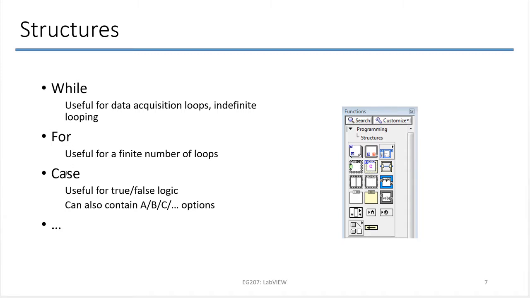A case structure can be binary, true, false. This is like an if-else statement in a C program, but it can also be non-binary. That is, it can have more than 2 options. My case could be a units request, and my options could be Celsius, Kelvin, Fahrenheit. I could have 3 cases in my case structure. So under the programming area of the tool palette, there's the structure palette, and you can hover over any of these tools to see what each one does.